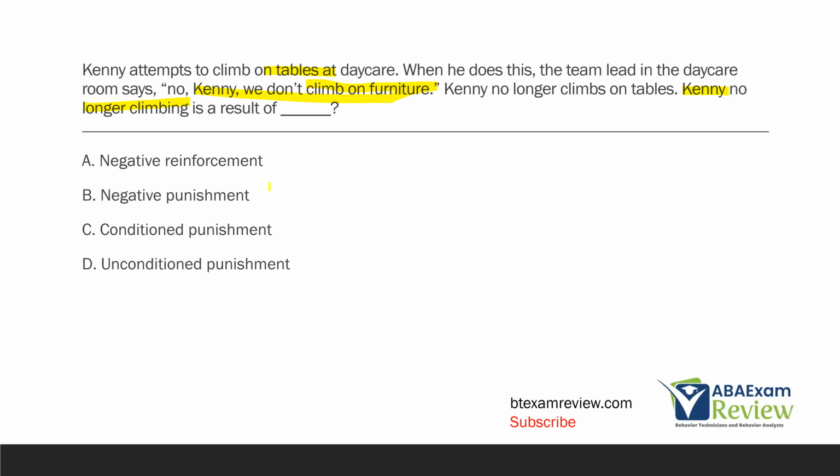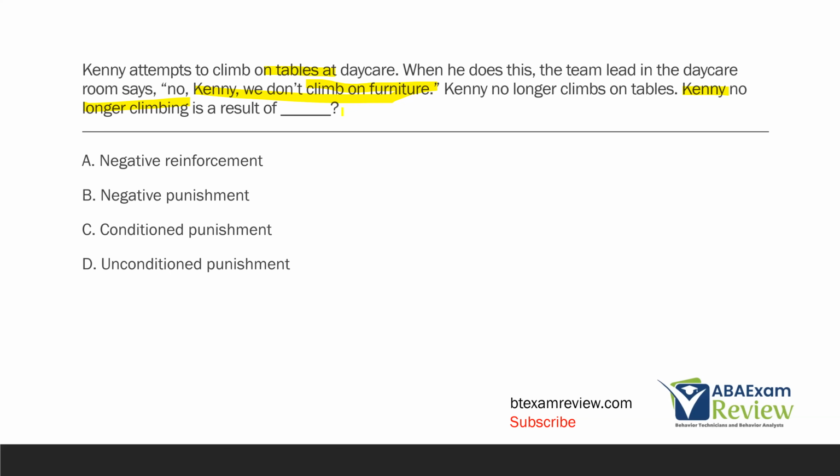Now, what's interesting here is if you look at our answer choices, we don't have positive punishment. So what do we do? Well, let's find the next best answer. We know it's not A, negative reinforcement. We've already eliminated reinforcement because the behavior decreased. We know it's not negative punishment because the consequence was added, so it can't be negative. It's going to be C, conditioned punishment.